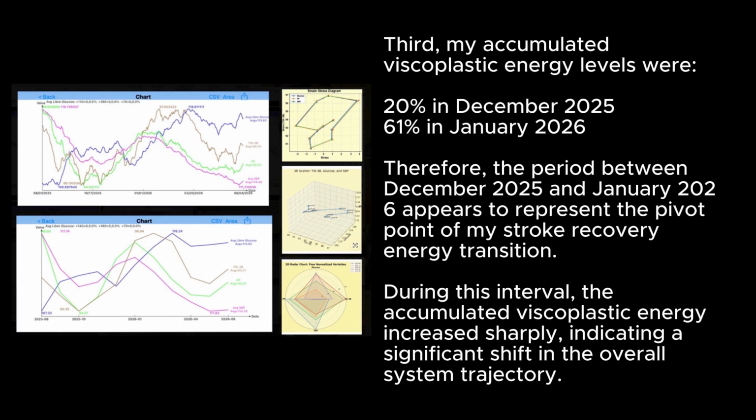Third, my accumulated viscoplastic energy levels were 20% in December to 102,561% in January 2026. Therefore, the period between December 2025 and January 2026 appears to represent the pivot point of my stroke recovery energy transition. During this interval, the accumulated viscoplastic energy increased sharply, indicating a significant shift in the overall system trajectory.